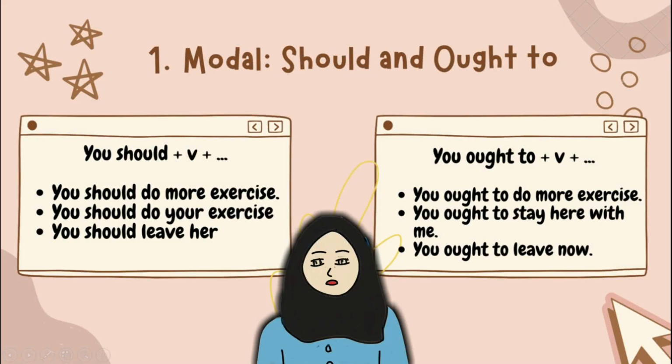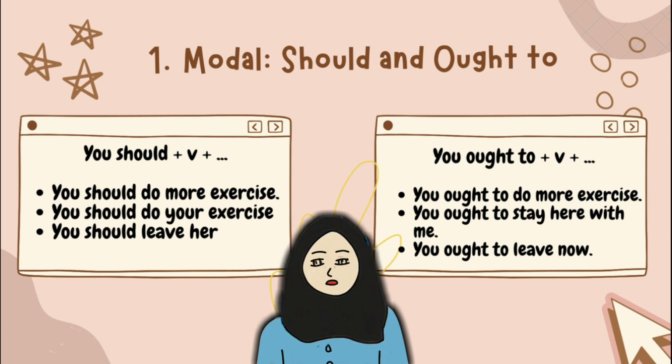The first subchapter is should and ought to. In giving suggestions, we can use should and ought to. The formula is you should plus verb. The examples: you should do more exercise. You should do your exercise. You should leave her.